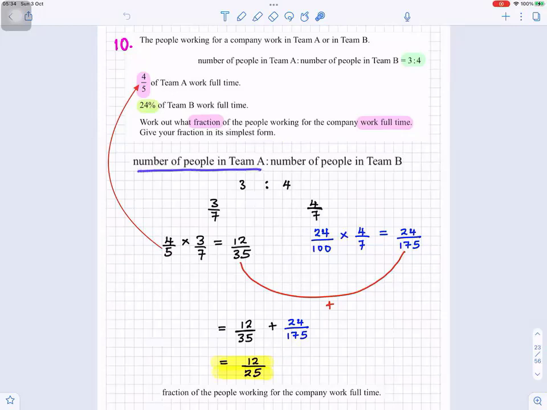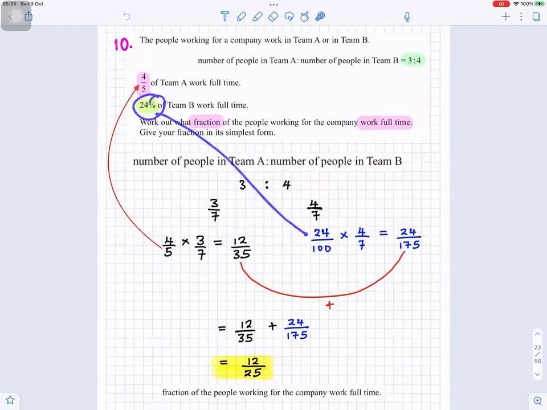So the ratio of the number of people in team A to team B is 3:4. 3 plus 4 gives you 7. So 3/7 and 4/7. It says 4/5 of team A work full-time. So 4/5 of team A, times 3/7. 4/5 of 3/7 is 4/5 times 3/7. It gives you 12/35.